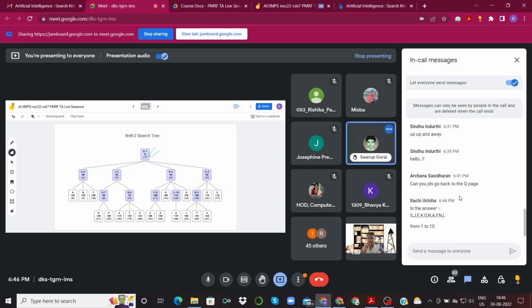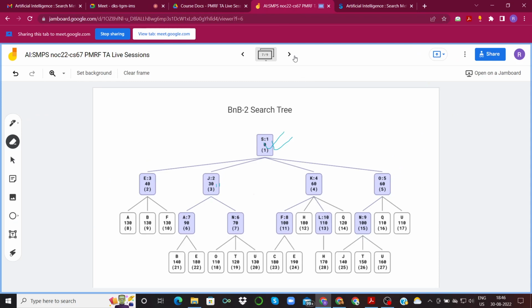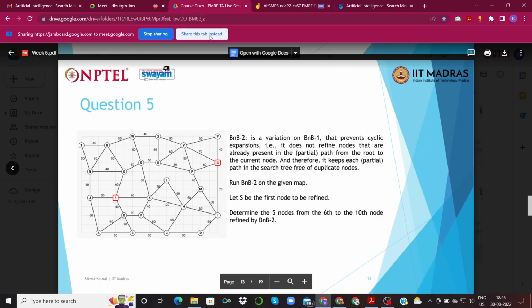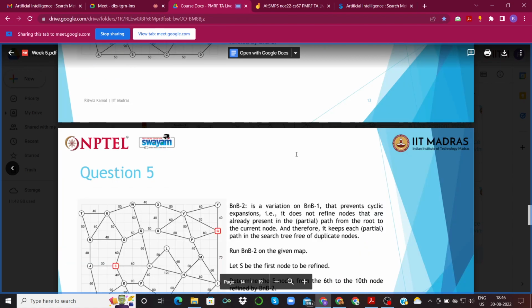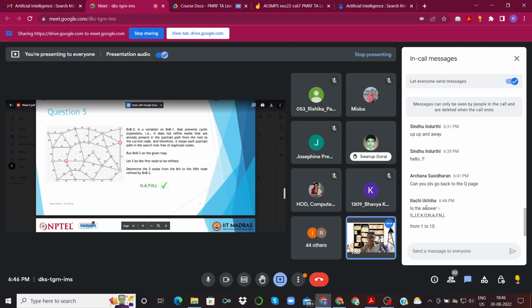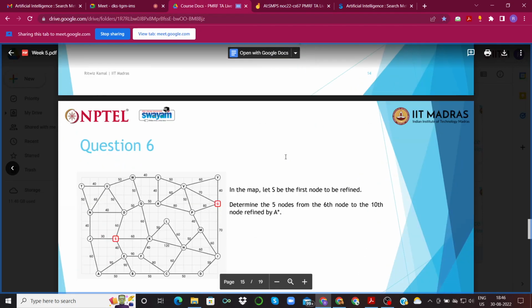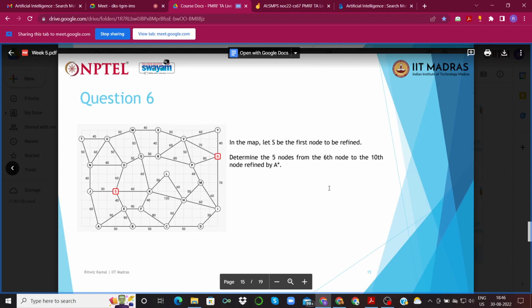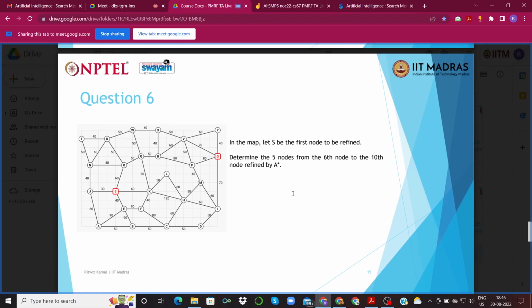Okay, so in the interest of time, let's move on to the next question. For this question, the answer, the 6th to 10th nodes would be N, A, F, N, L, as one of your friends suggested. In the next question, we'll apply the A star method, and the rest of the question remains the same. We have to list the 5 nodes from 6th to 10th index that were refined or explored.